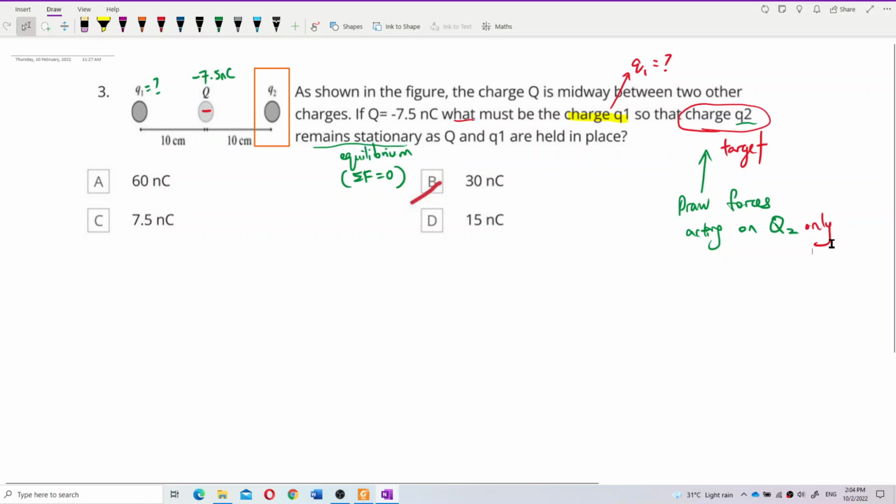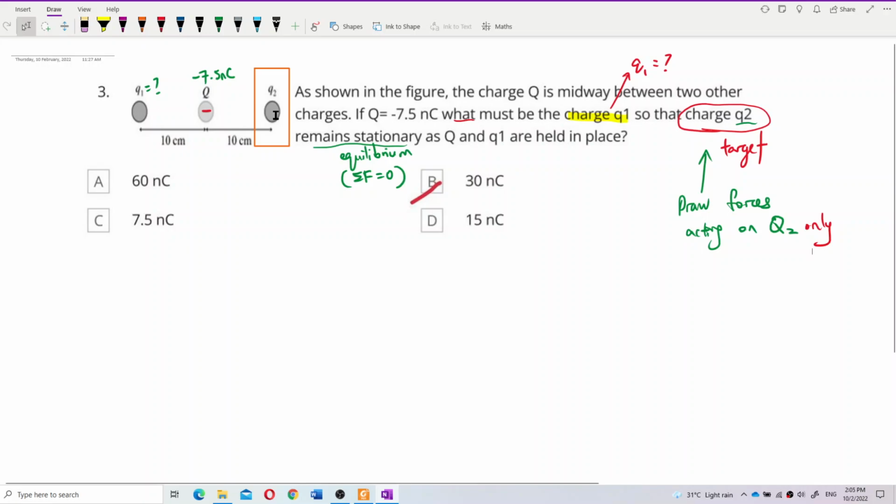And then once we go through the process, we can find the charge Q1. Believe me, in the end, this charge Q2 will be cancelled in the equations. That one also, believe me. Let's do and see. What must be the charge Q1?